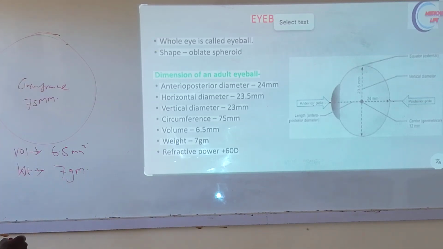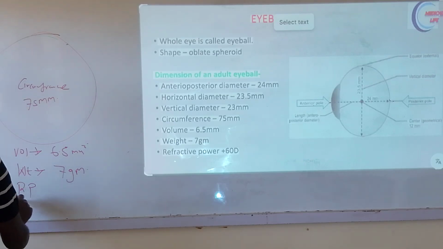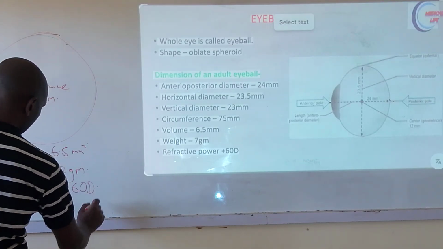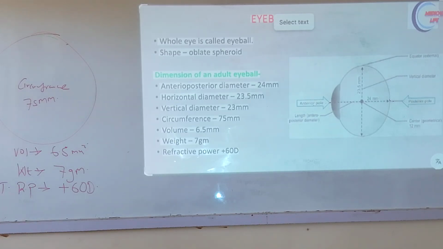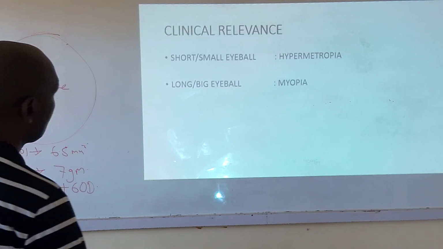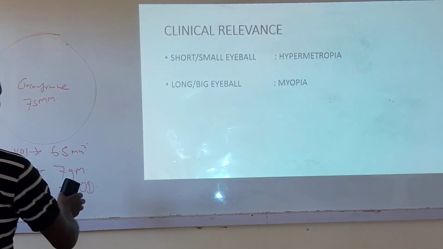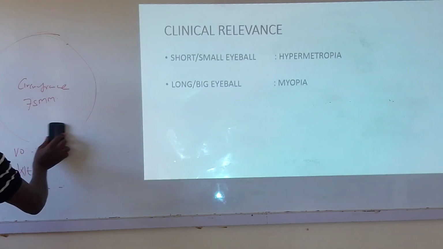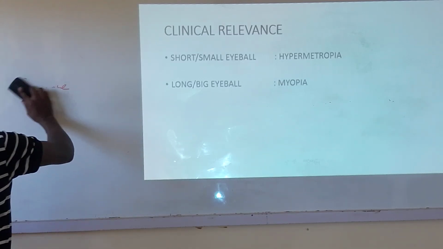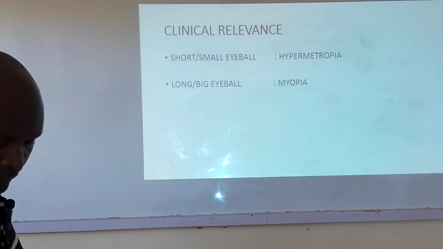Then the total refractive power of the eye is about 60 diopters. Those are just some facts about the eye. So the clinical relevance of a small eye and a big eye we had already illustrated in terms of convergence of light rays as they get into the eye.